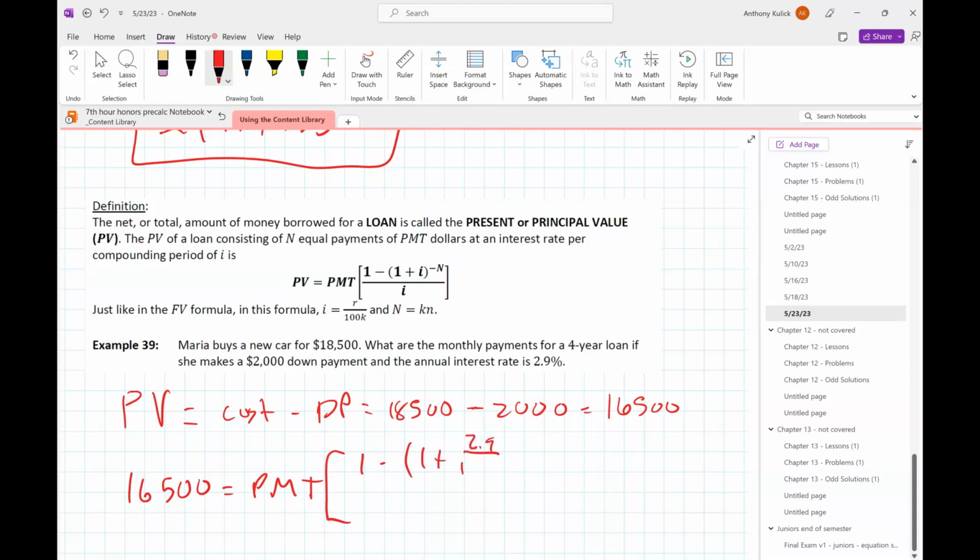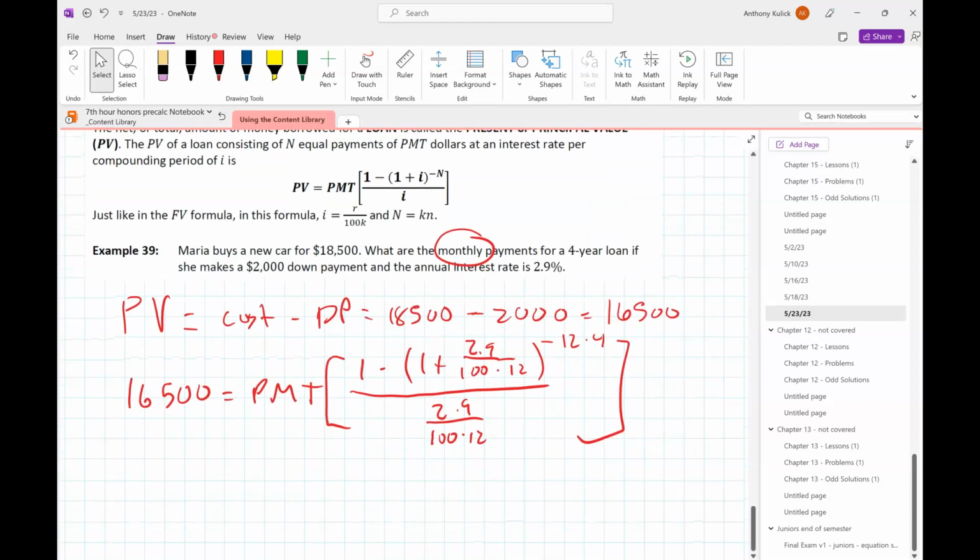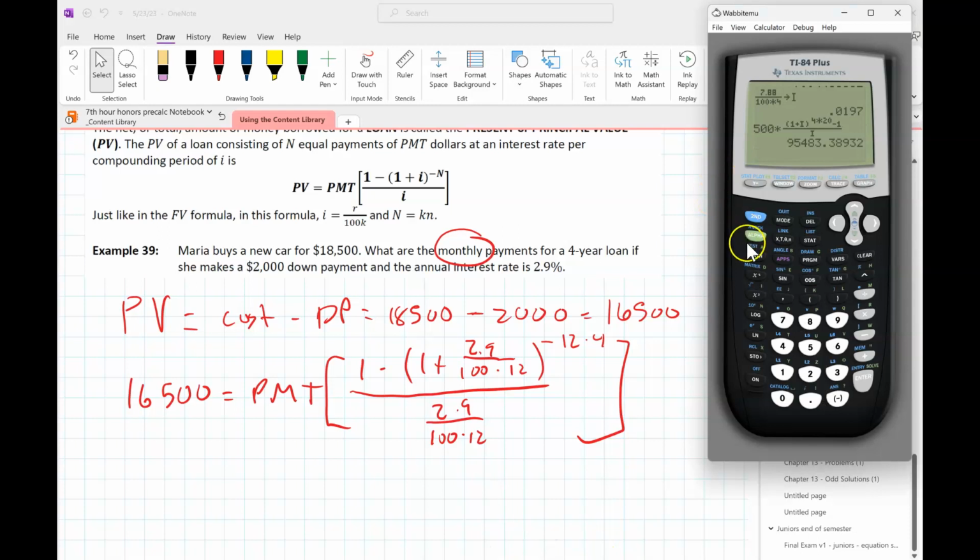What is the K in this case? It's 12. Okay. So again, I'm going to do the same kind of thing on my calculator. I'm going to take advantage of that STO command. And now I'm going to do just this part that's attached to the payment.